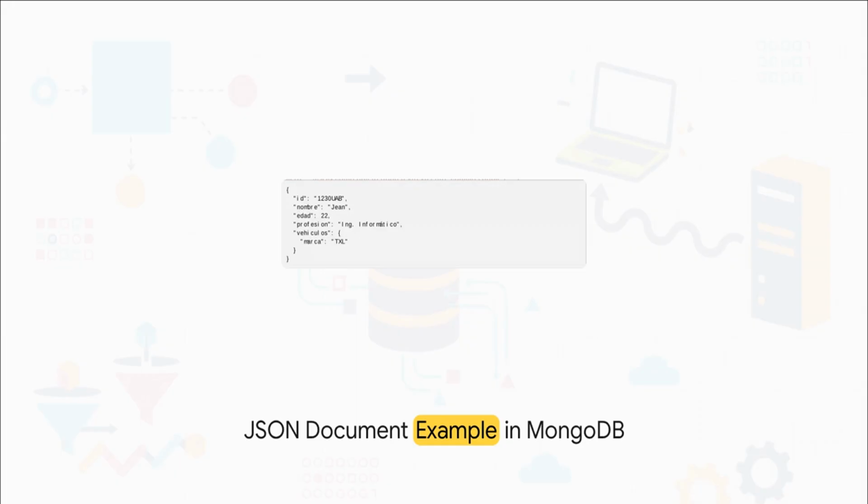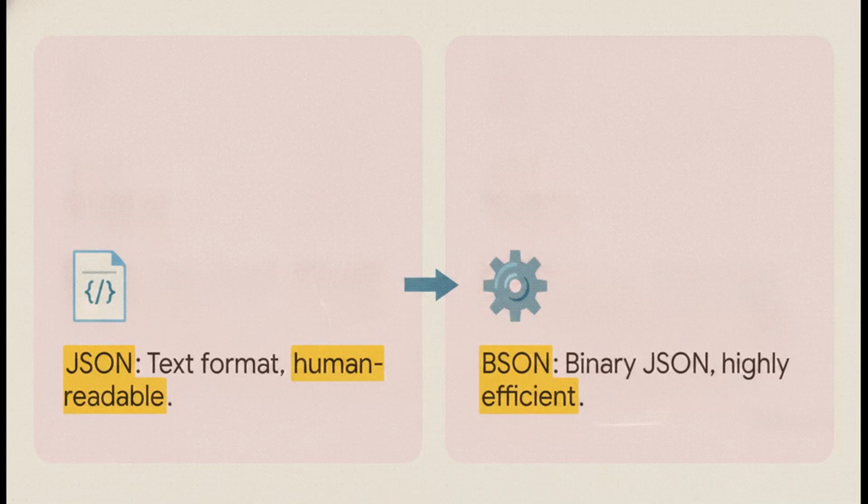And here's the kicker. Because there's no fixed schema, the very next document in this exact same collection could have completely different fields. But hey, there is a super critical behind-the-scenes detail you need to know. While we humans read and write in that standard human-readable JSON text, MongoDB internally translates all that data into BSON, or binary JSON. Why? Well, it's just highly efficient for the machine to read. And crucially, it supports extra data types that standard JSON just can't handle, like specialized date formats and unique object IDs.